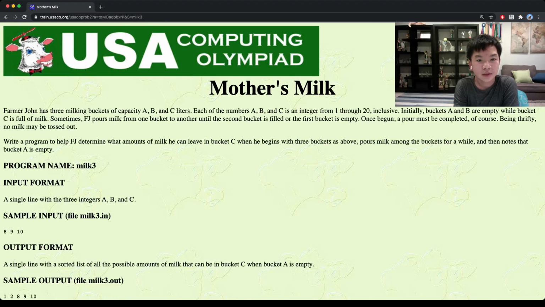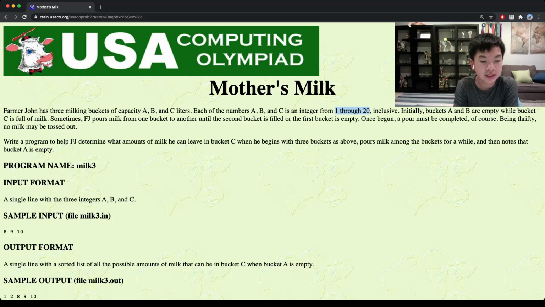Hello everyone, today we're going to look at USACO Training, Mother's Milk. In this problem we're given 3 milking buckets, which each have a capacity labeled A, B, and C, in which each of these capacities is in the range from 1 to 20. And initially buckets A and B are empty while bucket C is full of milk.